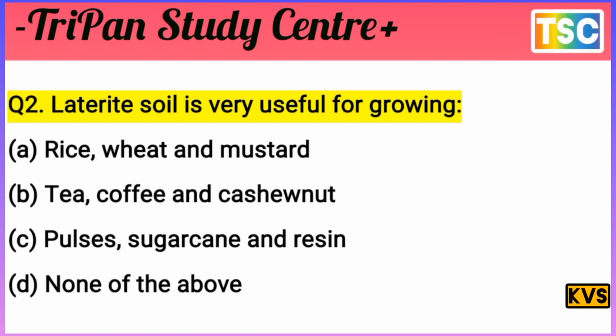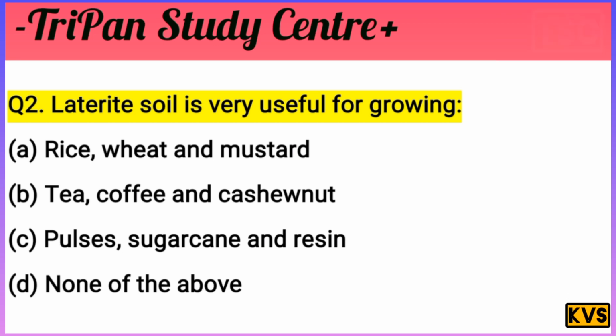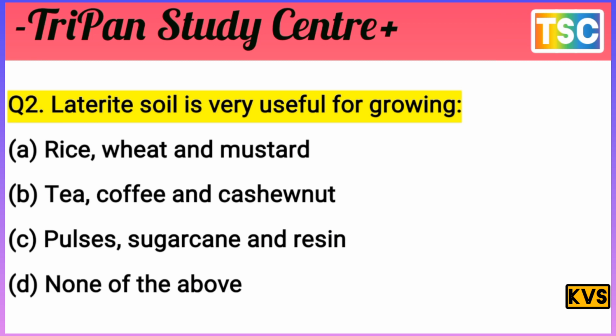This is the most important question. Come on, test your knowledge. I'm giving you a few seconds. You must have thought of your answer. Let's see our answer. First of all, analyze this question. Rice, wheat and mustard do not grow in laterite soil. Pulses, sugarcane and resin also do not grow in laterite soils, and none of the above is not possible. But the answer is B, tea, coffee and cashew nut, because these grow in laterite soils very easily.